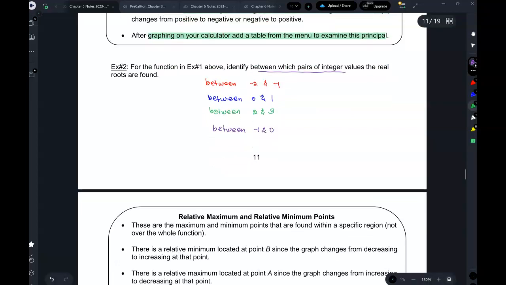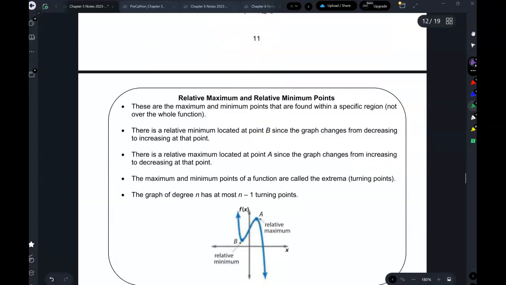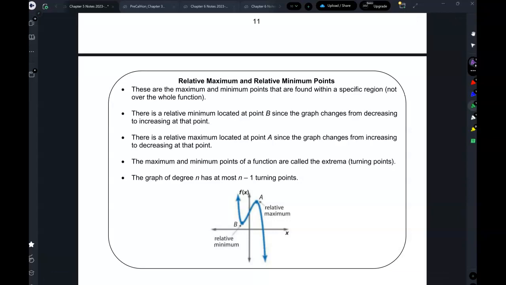Okay. All right. The next thing we're going to talk about is a relative maximum or a relative minimum. And you could abbreviate between as like BET dot. Like, I don't care.